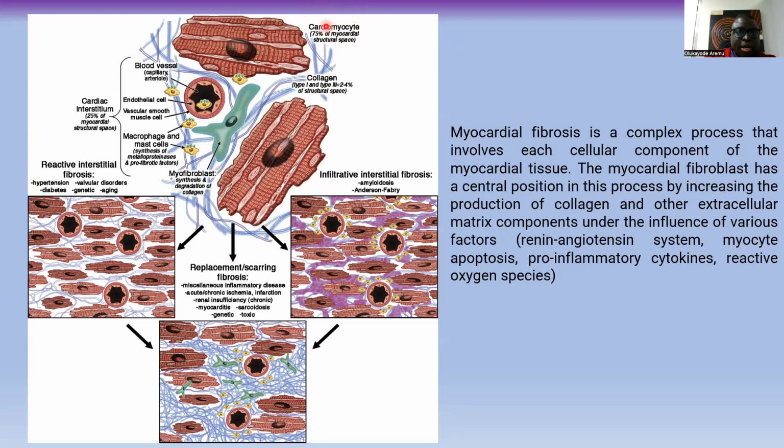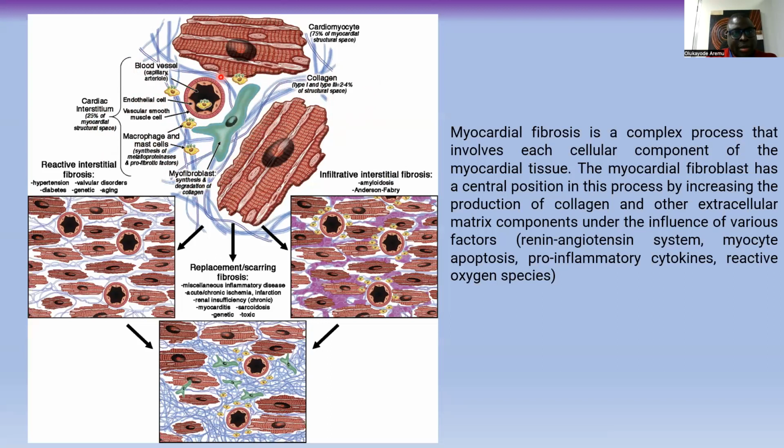So besides the cardiomyocyte, which is 75% of the myocardial structural space, we have the cardiac interstitium, which constitutes about 25% of the myocardial structural space. This cardiac interstitium is composed of the blood vessels, which have the capillaries and arterioles, endothelial cells, vascular smooth muscle cells, macrophages, and mast cells. We also see the myofibroblast there. So there is an interplay between all of this. Collagen is there, that's our player there.